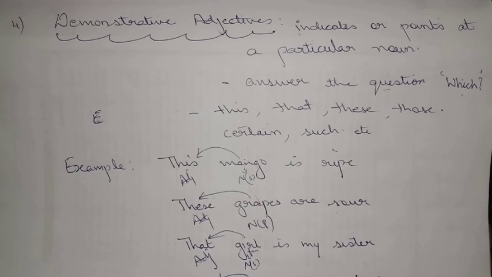So if you say this mango is ripe, you're pointing out, you're indicating a particular noun. Okay, this mango is ripe. These grapes are sour. That girl is my sister. So these are all your demonstrative adjectives. Okay?